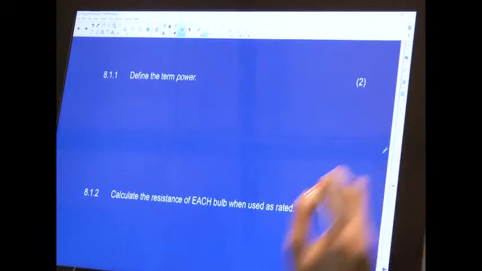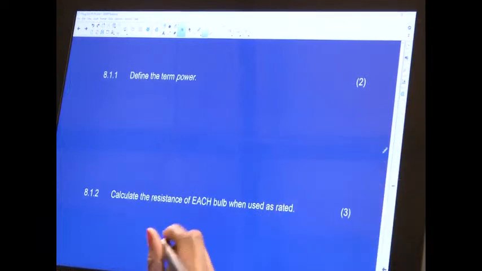So the first question: we must define the term power. Remember, every time you define, it's not an explanation. You're not telling the examiner what you think power is. It's a definition. It means that the words need to be precise and the examiner is looking for certain words in the phrase. So you cannot put some of the words and take some of them out. Try to remember it exactly as it is. What I always tell my kids: you cannot fail because you're lazy to read.